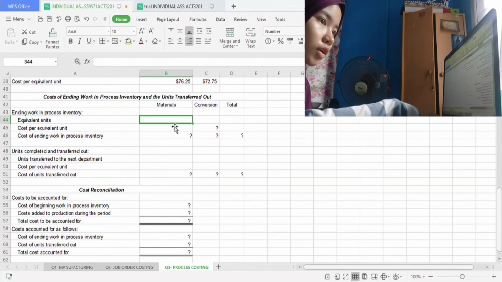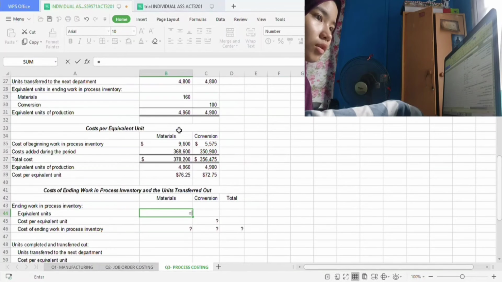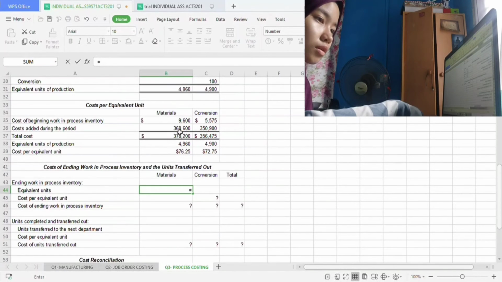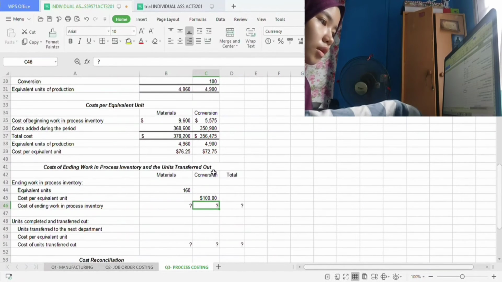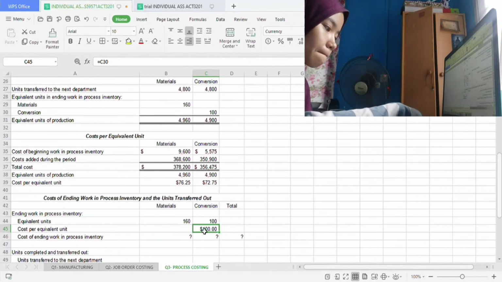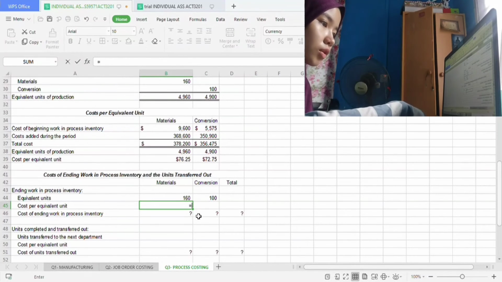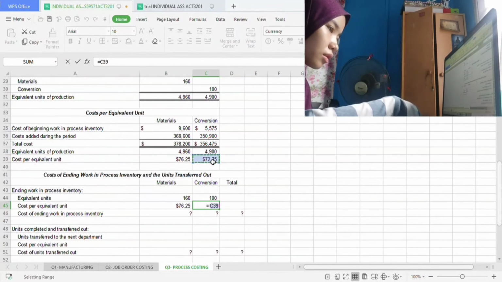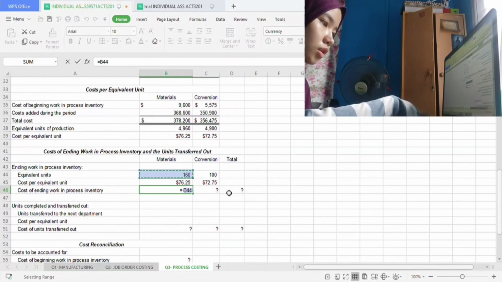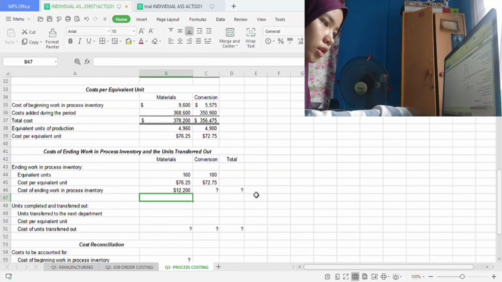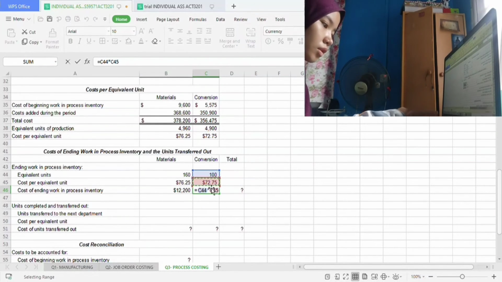So next, equivalent units, ending. We insert the cost per equivalent unit. For the cost of ending work in process inventory, we multiply the equivalent units by the cost per equivalent unit. Total, just total the amount.